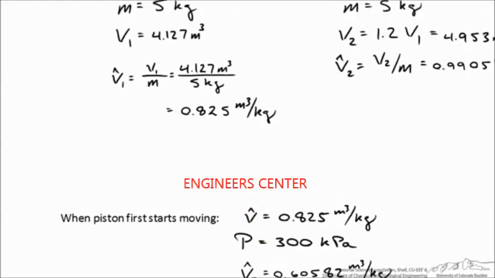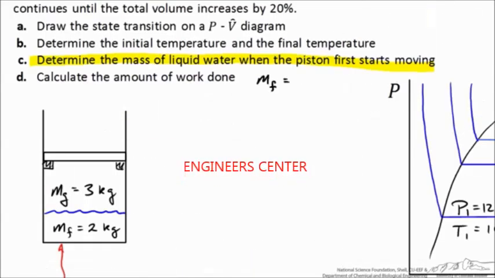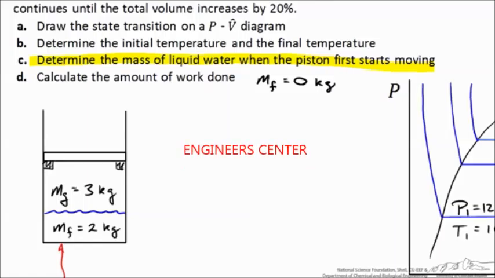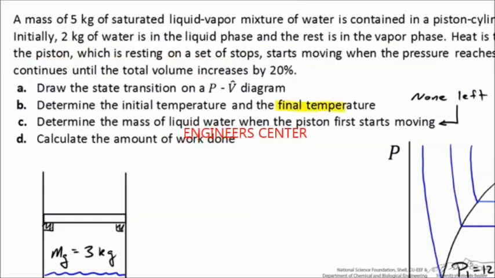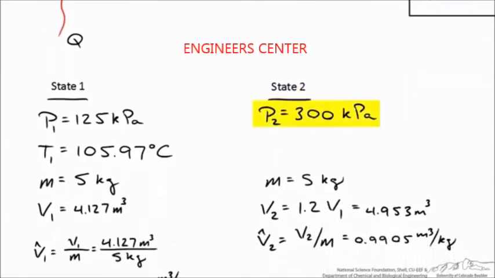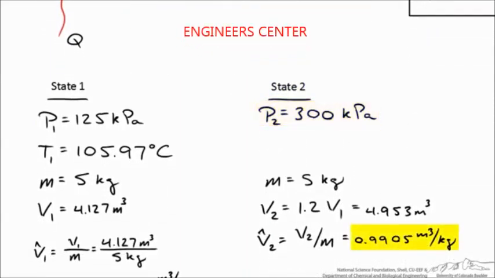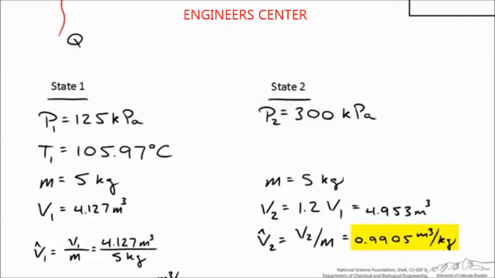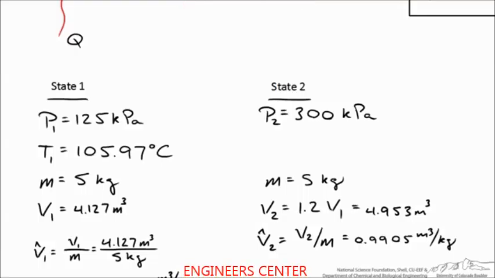So to answer the question, how much water is remaining? In that case, there is no liquid water remaining once the piston first starts moving. So what we've got left to find is the final temperature and the amount of work done. So let's think about the final temperature. We know we're in the superheated vapor region, and we know there's a pressure, and what else do we know at state 2? We've got P2 is 300 kilopascal, and the specific volume at state 2 is 0.9905. So we know two intensive variables, and that is enough in the superheated region to give us any other information that we're interested in, including what we want in this case, which is the temperature.